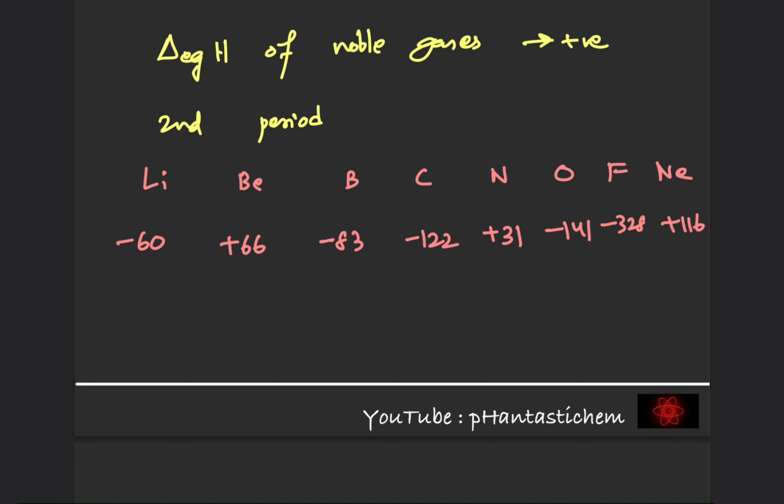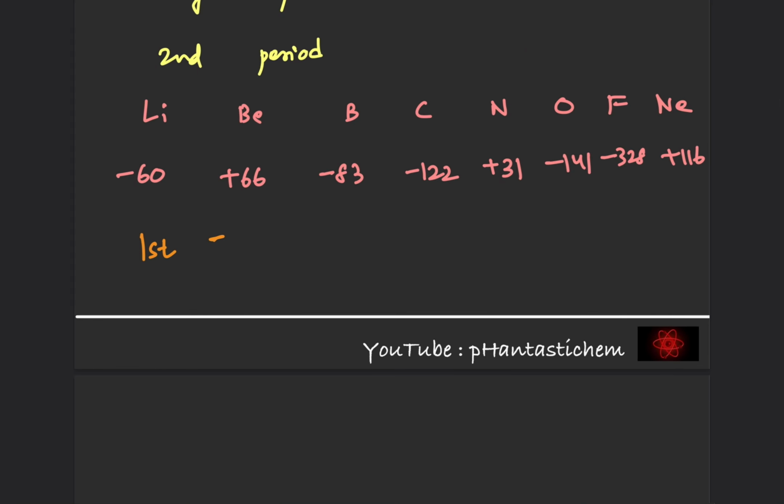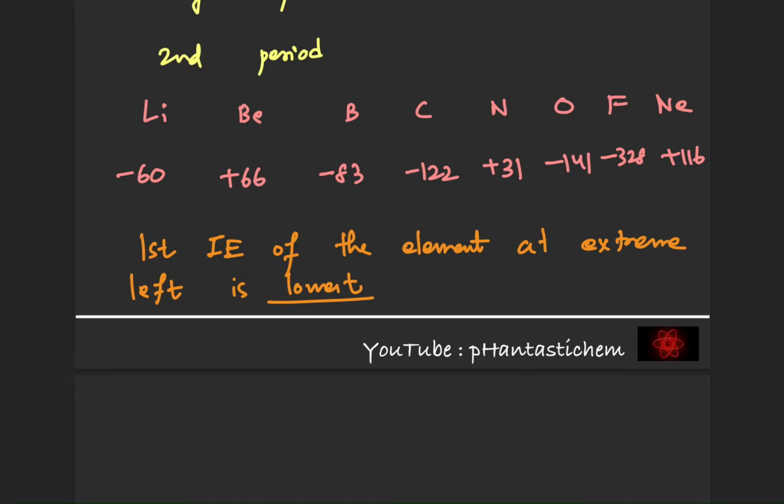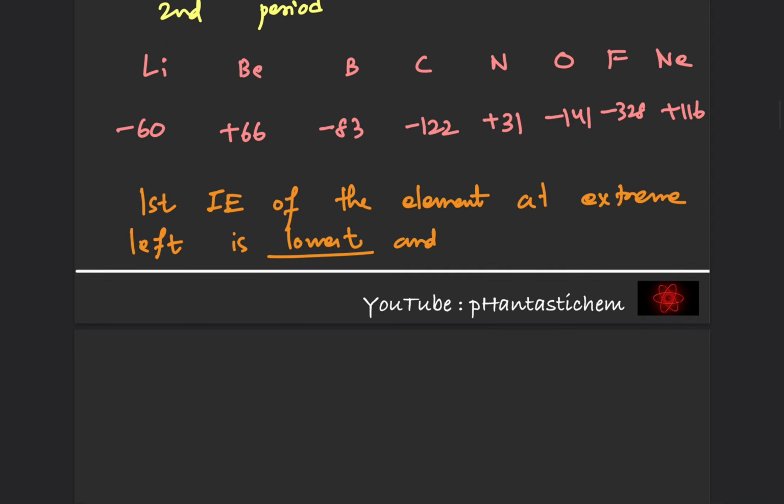Okay, so in a period, the first ionization energy of the element at extreme left, that is group 1, is the lowest. Alkali metals have the lowest ionization energy, therefore they are very good metals, they can easily lose their electrons.